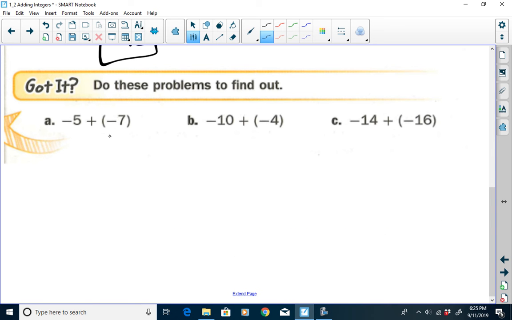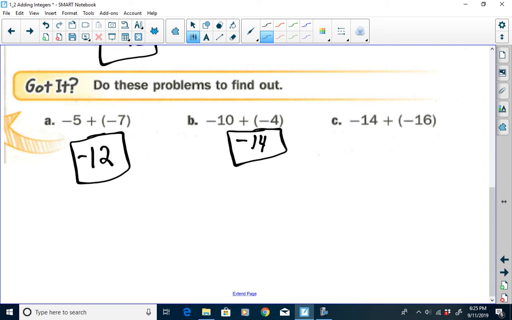Negative 5 and negative 7, we're adding two integers whose sign is the same, so I add their absolute values. 5 and 7 is 12, but I keep the sign the same, negative 12. If I'm adding integers, whether they're both positive or both negative, I add their absolute values and the sign stays the same. Negative 10 and negative 4, if I add their absolute values, that's 14, and I keep the sign the same. So negative 14 would be the sum of negative 10 and negative 4.